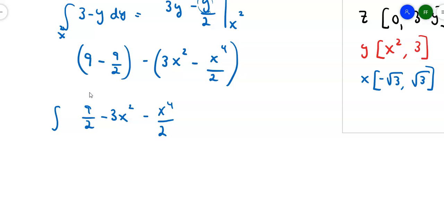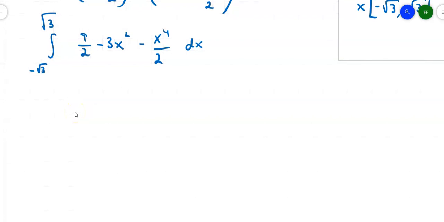Now that has to be integrated with respect to x from the negative square root of 3 to the square root of 3. All right, so I'll find the antiderivative. I'll leave it to you to throw the values in because they're going to get funky, because we're going to end up with odd powers. So I'll end up with 9 halves x minus 3x to the 3rd over 3, which is just x to the 3rd, and that will give me a minus, actually give me a plus because I was minus. That should be a plus.